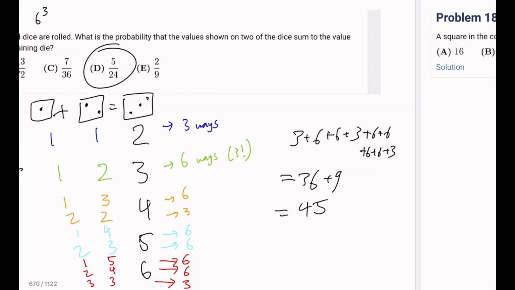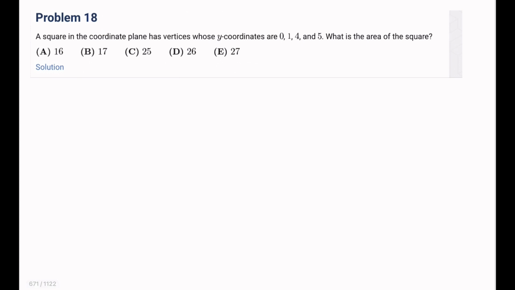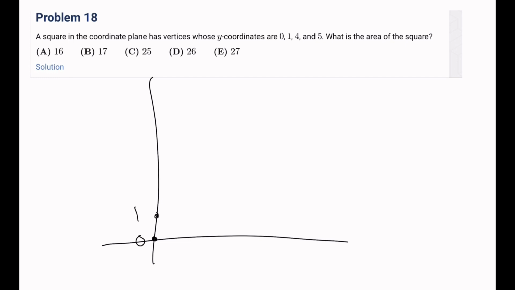It's D. Number 18, a square in the coordinate plane has vertices whose y-coordinates are 0, 1, 4, and 5. What is the area of the square? So this is very easily solved by just drawing a simple coordinate plane, and y-coordinates are 0, 1, 4, and 5. So 0, 1, 2, 3, 4, and 5. And so this would mean that this square would be fashioned like something like this, right?